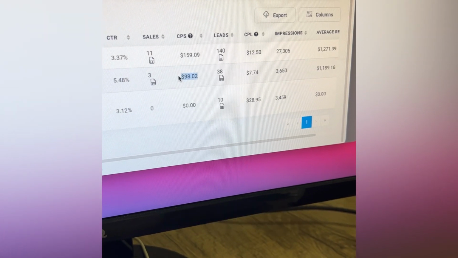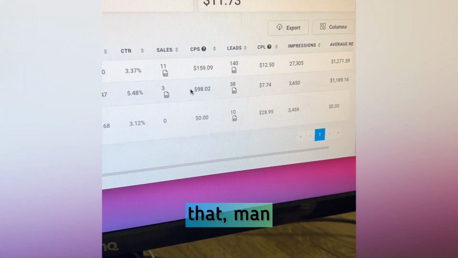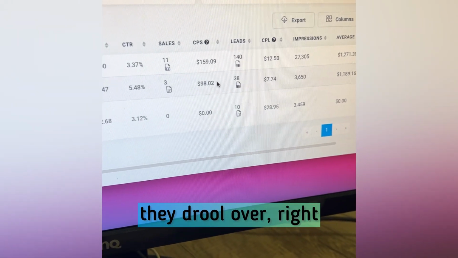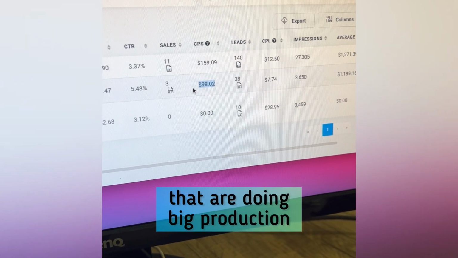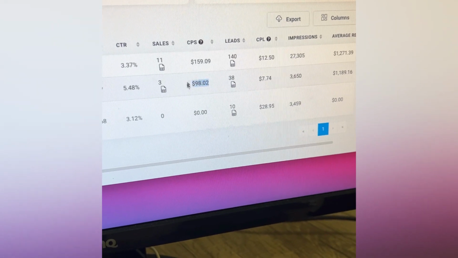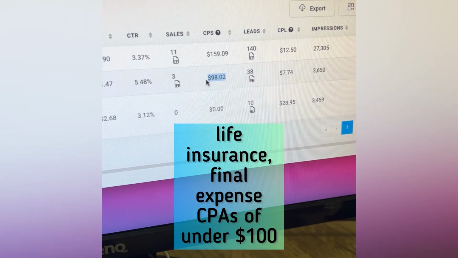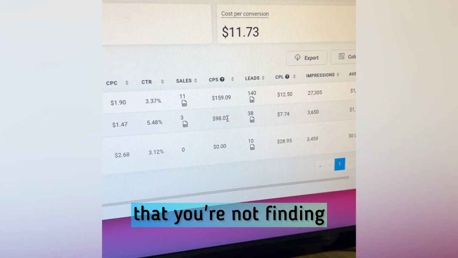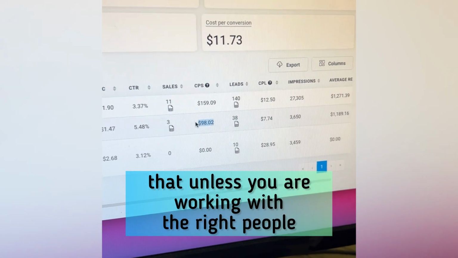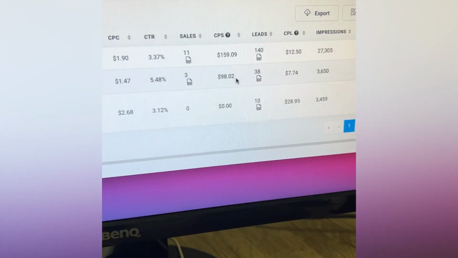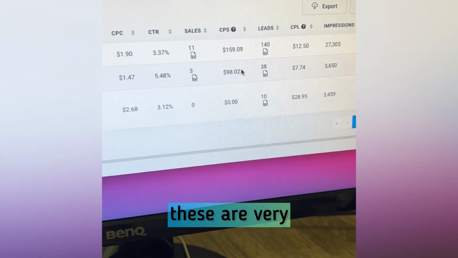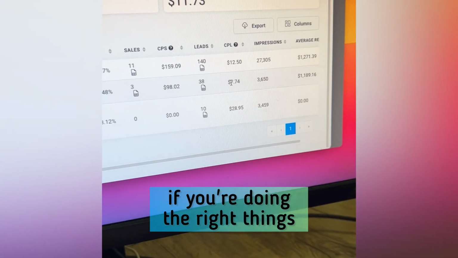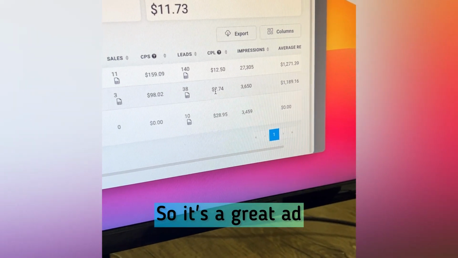This is the stuff that people really drool over. Agency owners, guys that are doing big production, life insurance, final expense, CPAs of under $100. Gosh, you're not finding that unless you are working with the right people. As an independent agent, as an individual, these are very easy numbers to acquire if you're doing the right things. So it's a great ad.